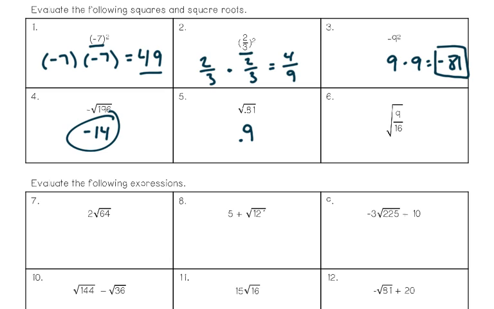And then the last one, number 6, another one that looks tricky. We see fractions and we start panicking. Don't freak out because you see a fraction.